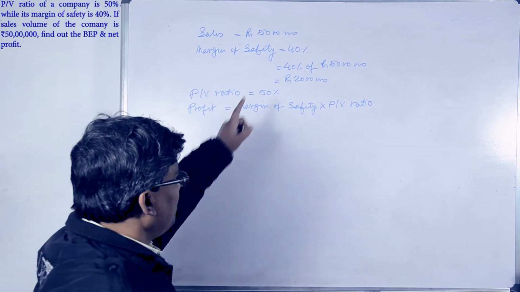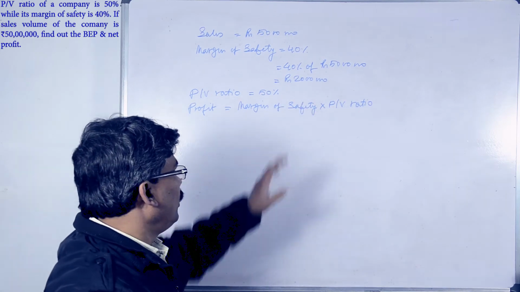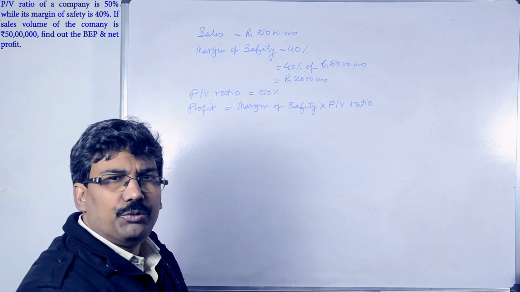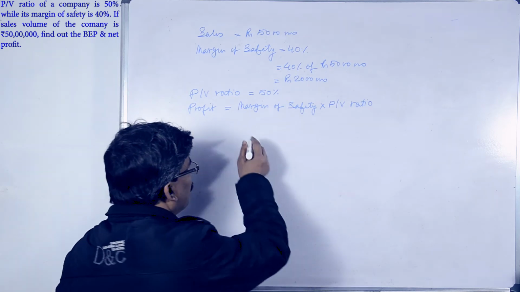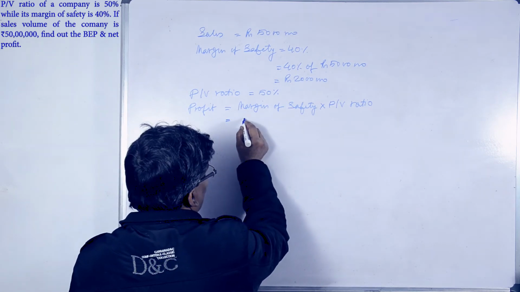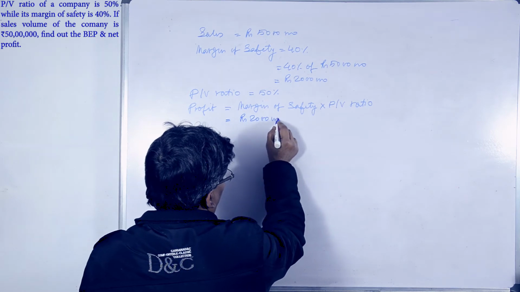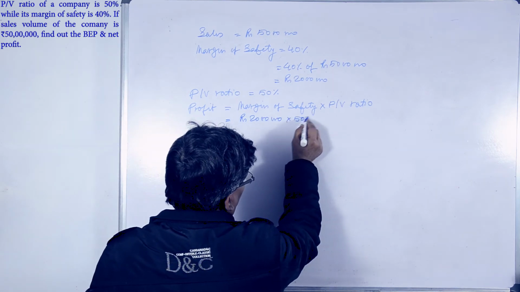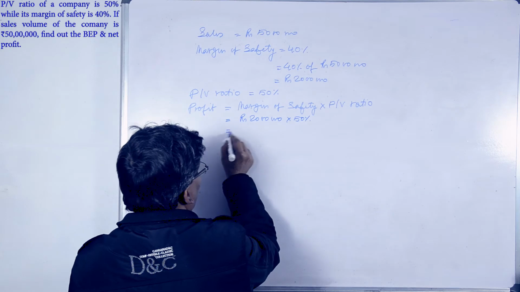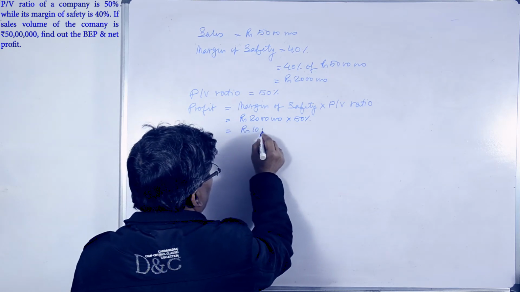Therefore, margin of safety 40% is given on 50 lakh, it is 20 lakh. PV ratio is already given in the question. Multiply, we get profit. Margin of safety is 20 lakh and PV ratio is 50%. Therefore, profit is coming as 10 lakh.